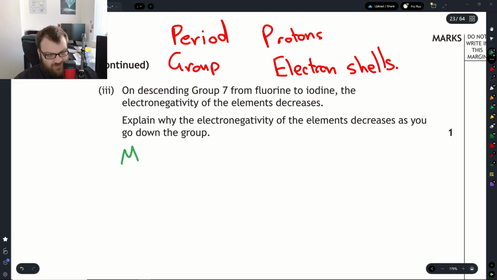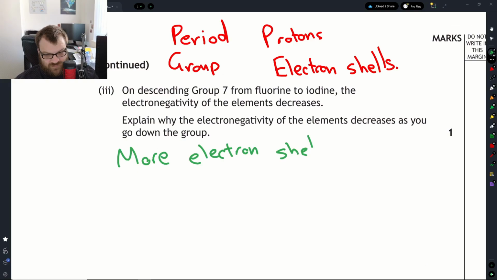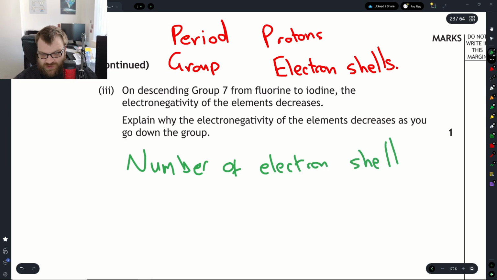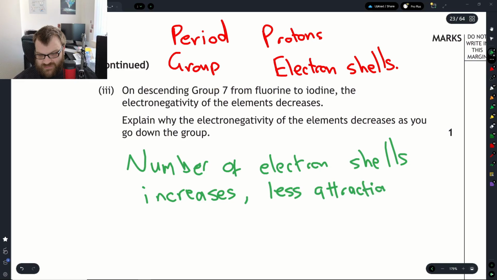We have got our number of electron shells increases, as less attraction, fraction, place for bonding electron.